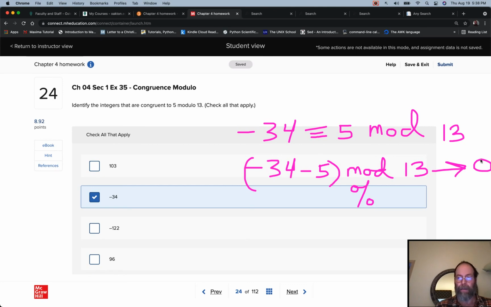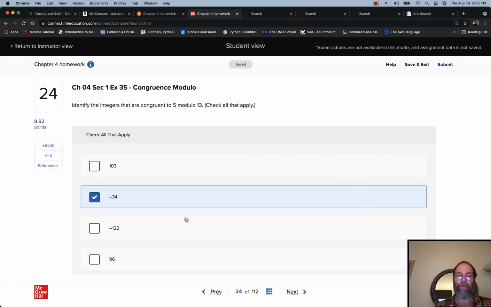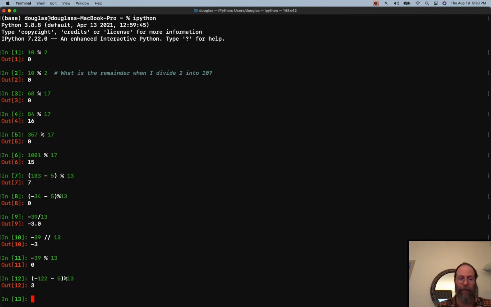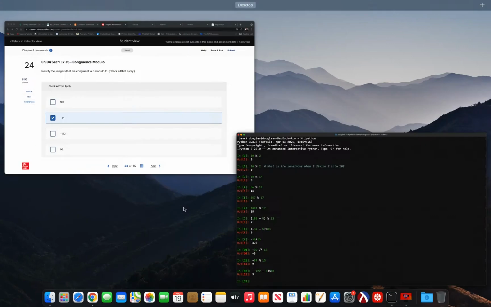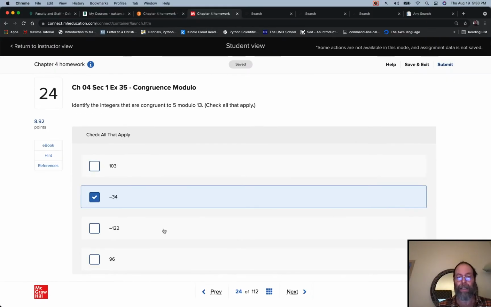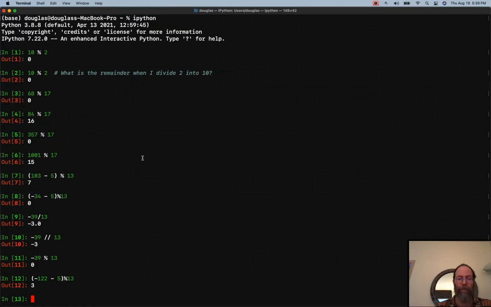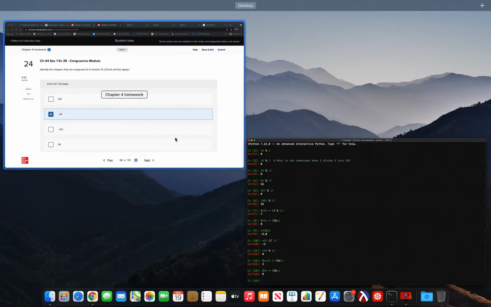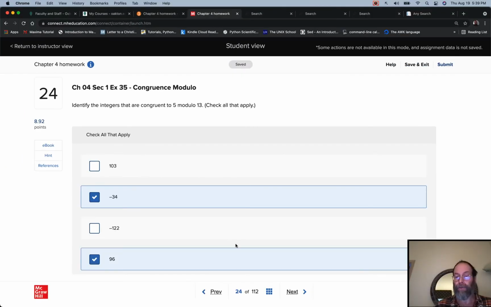So, 1 second. Here we go. What about negative 122? So, negative 122 minus 5 mod 13. That's not 0, so that's not going to work. And what about the last one? Let's see. 96 minus 5 mod 13. That's also equal to 0, which means that that's true.